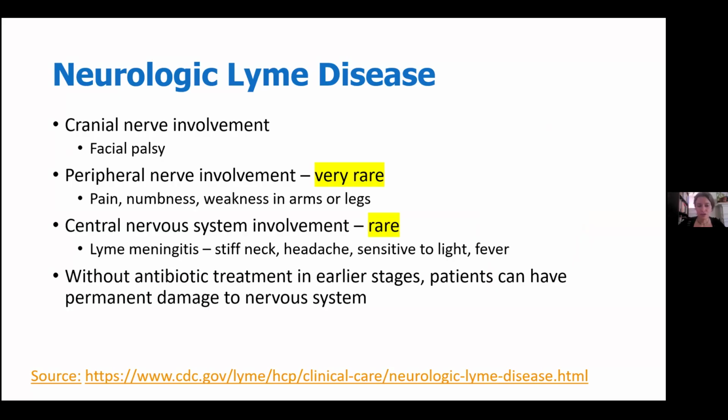There can also be central nervous system involvement. Again, it's quite rare, and that would be called Lyme meningitis. Someone could have a stiff neck, a headache, be sensitive to light, have those typical meningitis symptoms. If someone doesn't receive the antibiotic treatment in an earlier stage, they can have permanent damage to their nervous system.